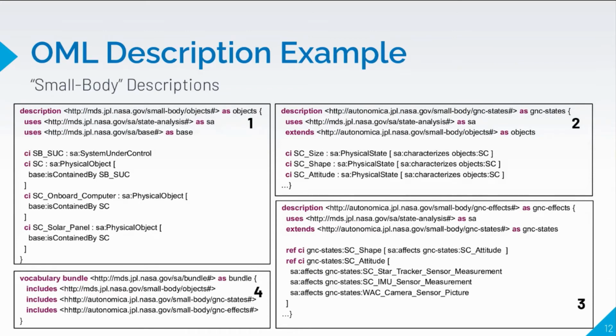You can also talk about the states of these objects. You can say the spacecraft has several states, like size, shape, and attitude, and they characterize the spacecraft. And then in a separate model completely, you can say how these states affect each other, how the physics work. So you can start referencing states. For example, this model introduces the states. This other model says, by the way, that state is affecting this other state. So based on your methodology, you can break up the information into views.